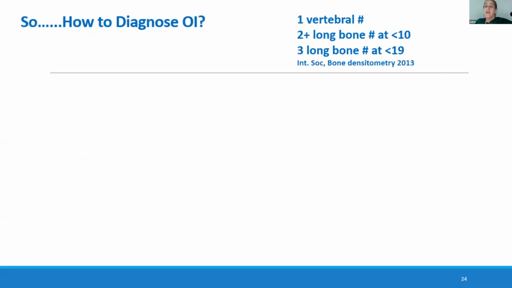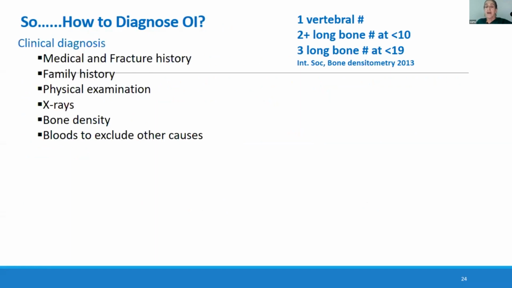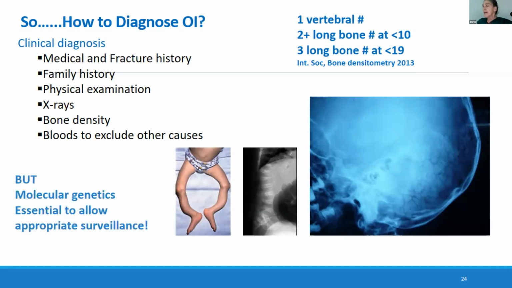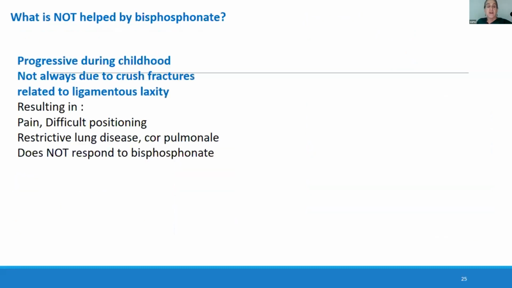So, as we said, we diagnose the OI on 1 vertebral fracture, 2 long bone fractures under the age of 10 or 3 under the age of 19. We need a family history, an examination, and a bone density. Sometimes we can make a very quick diagnosis as the patient presents for the first time to an emergency department by taking a skull X-ray and seeing worming bones. And this may be very important for patients where the question might be non-accidental injury. And so you can make that diagnosis within 15 minutes of arrival in your department. The molecular genetics remains important to define surveillance.